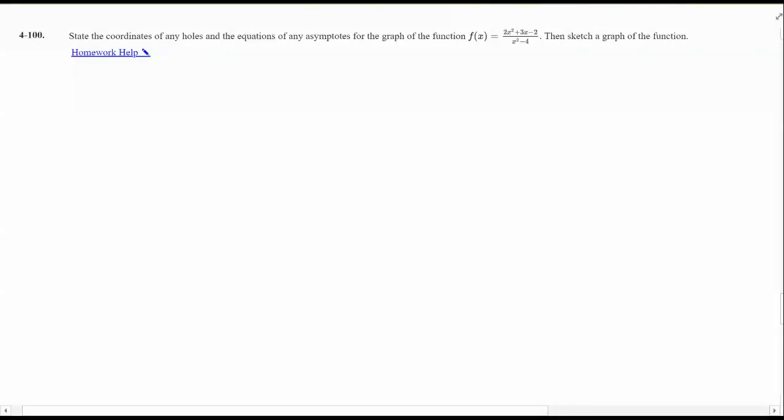State the coordinates of any holes and the equations of any asymptotes for the graph f of x. Then sketch the graph of the function. So hopefully I still have this here. Nice, still got a graph ready for us.